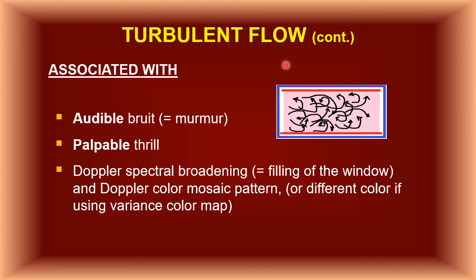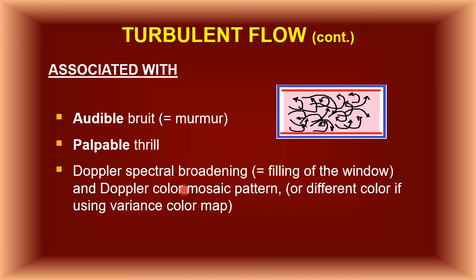Turbulent flow is associated with what? As we mentioned earlier, it's related to the Reynolds number. What are the consequences of turbulent flow? How can we tell? It could be audible, like a bruit, sometimes called a murmur, or it could be palpable. If you put your hand over a turbulent flow vessel, you will feel that there is a thrill, some vibrations in the vessel. This is called the turbulent flow thrill.